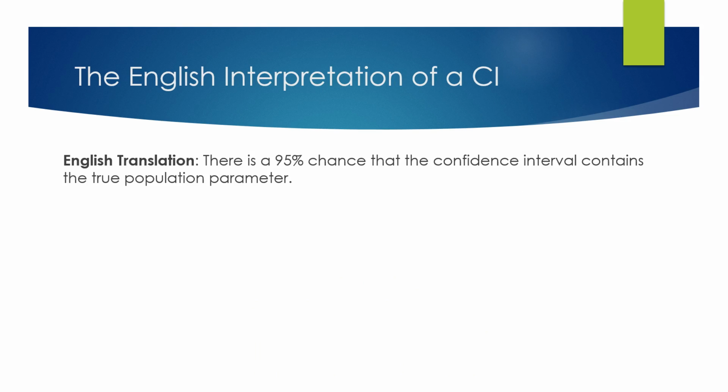Finally, we have the English interpretation, which says that there is a 95% chance that the confidence interval contains the true value of the parameter. You actually can't say this the other way around, and I'm not going to say it so that nobody gets mixed up, but the population parameter does not change. It's a fixed number, and usually we don't get an opportunity to know what it is. But there's a 95% chance that our confidence interval will end up having that value inside.